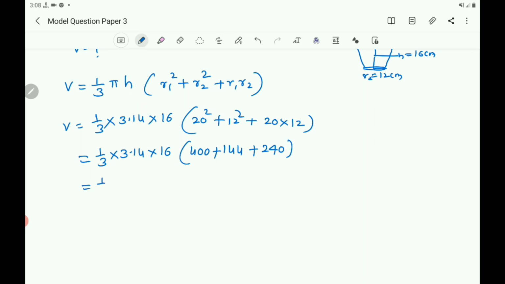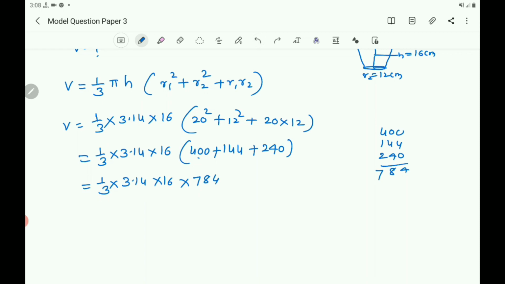Next you write 1 by 3 into 3.14 into 16 into, find the sum of these three, that is 400, 144, 240. It is 4 plus 4 is 8, and 4 plus 3 is 7, 784. And you know that 7 plus 8 is 15, 15 plus 4 is 19. This is not divisible by 3, so you keep it as it is.